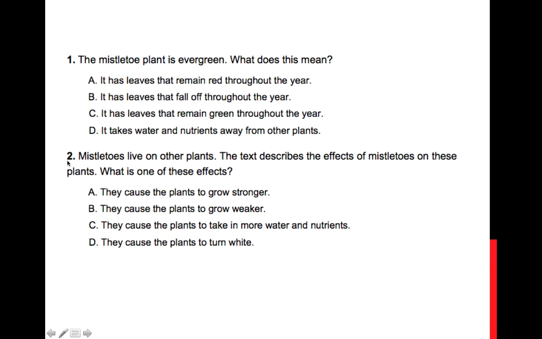Number 2, if I'm going too fast, you can pause the video and press play when you're ready. Mistletoes live on other plants. The text describes the effects of mistletoes on these plants. What is one of these effects? A, they cause the plants to grow stronger. B, they cause the plants to grow weaker. Or C, they cause the plants to take in more water and nutrients. D, they cause the plants to turn white. So what happens once the mistletoe are on plants? Pick your answer, A, B, C, or D.